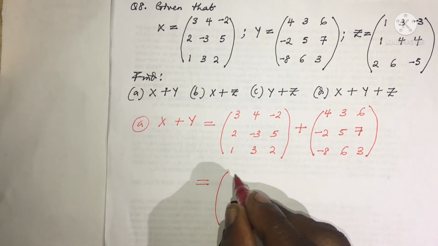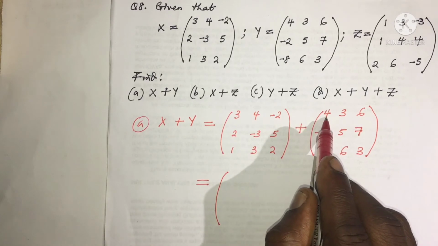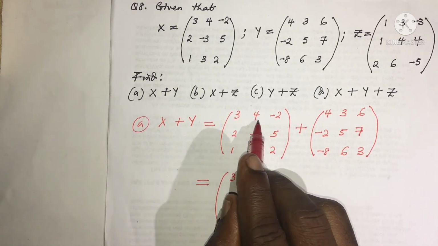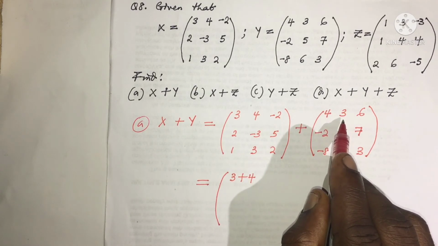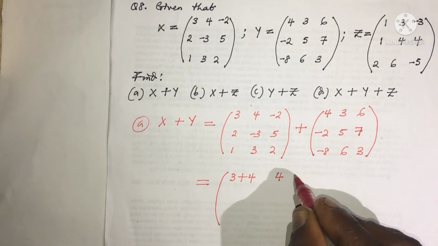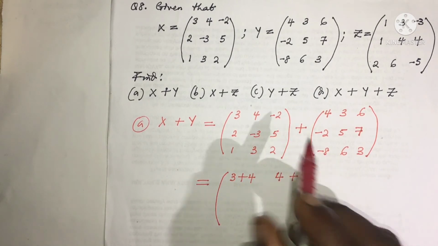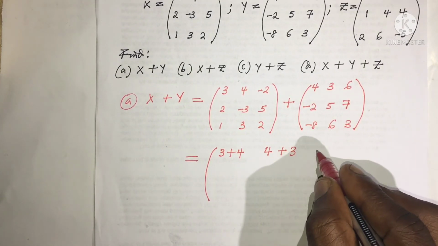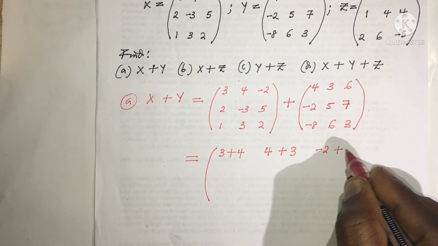So I'm going to do this. 3 will add to 4, and that will give me 3 plus 4. 4 will add to 3, because they occupy similar positions in the two matrices, and that will give me 4 plus 3. Minus 2 will add to 6, and that will give me minus 2 plus 6.